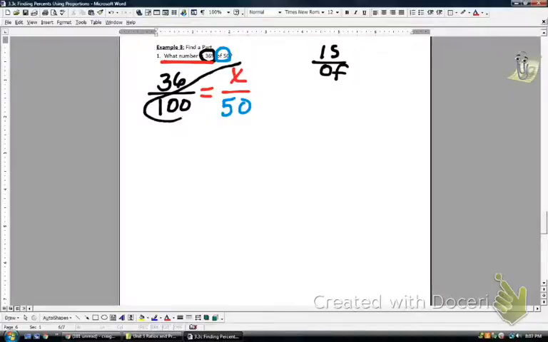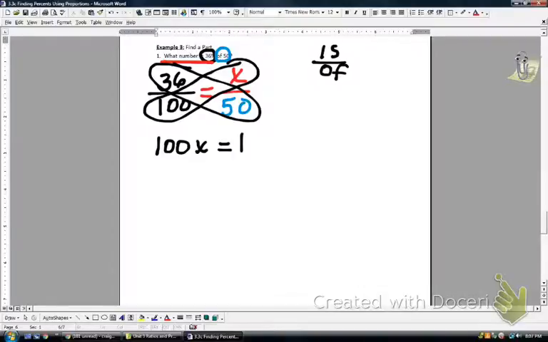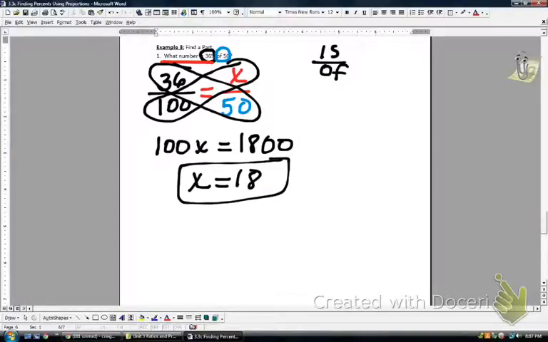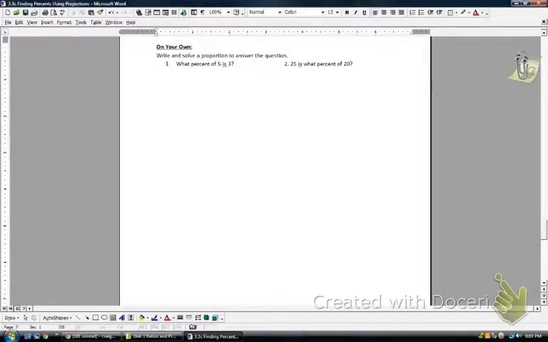Cross the equal sign and multiply. 100 times x is 100x. Cross the equal sign and multiply. 36 times 50 is 1800. Divide both sides by 100. X equals 18. And when we did the percent wheel, double check, we got the same answer using the percent wheel, so it makes sense. I've done the same problem 2 different ways and got the same answer.